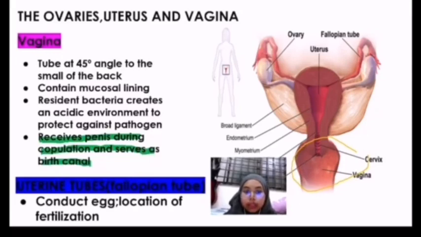So for the uterine tube, the function of the uterine tube is to conduct the egg and it is the location of fertilization, and it is the fallopian tube. They have two, right? Okay.